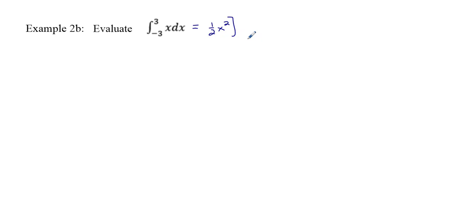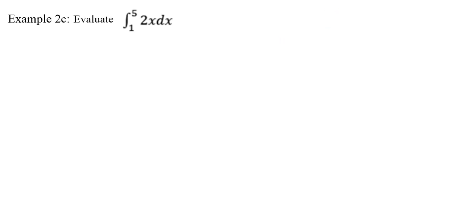You guys getting 1/2 x squared evaluated from negative 3 to positive 3? So 1/2 times 3 squared minus 1/2 times negative 3, with parentheses this time, squared. That's 9 halves minus 9 halves. Ooh, sweet. 0. Check this out though. This is the positive area. This is that negative area. There's another one.